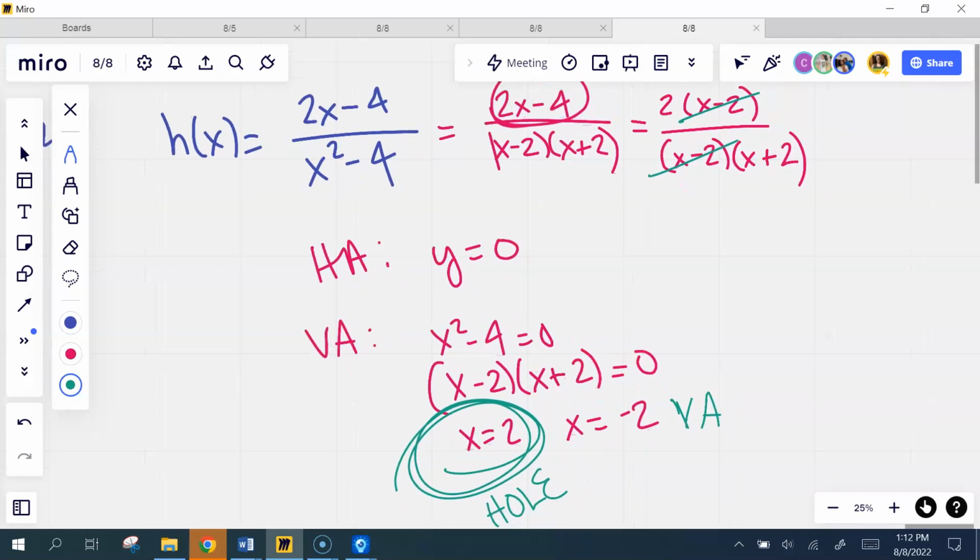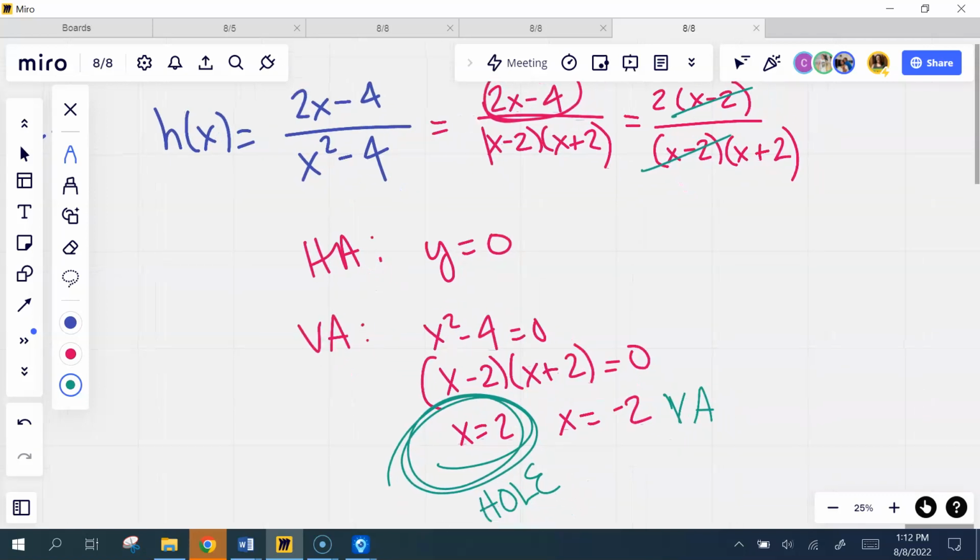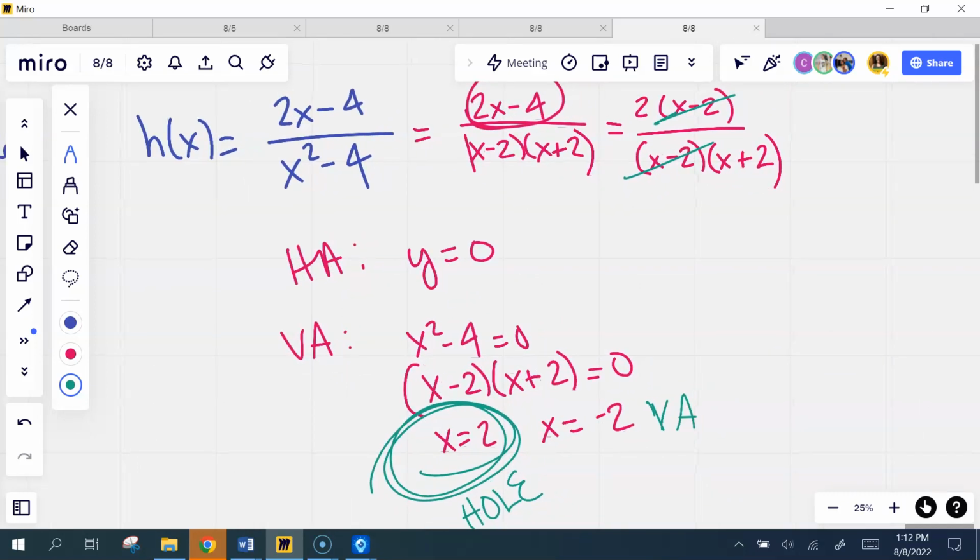Okay, remember we said a hole is a removable discontinuity? We call it removable because, look, I can remove that factor if I factor it. And essentially this is 2 over x plus 2. So this creates the vertical asymptote. But because this was in there originally, I have to leave it out. So it still creates a hole. So I can remove the factor, but I have to put a hole there. So it's called a removable discontinuity. So this is one that has a vertical asymptote and a hole, and a horizontal asymptote.